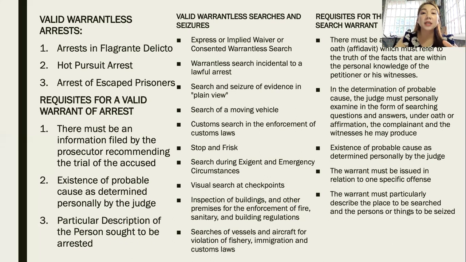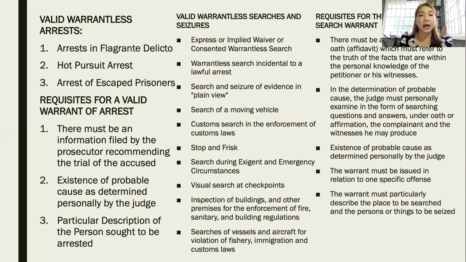Under the conditions set forth in Section 5, Rule 113, particularly paragraph B thereof, even if the arrested persons are later found to be innocent and acquitted, the arresting officers are not liable. But if they do not strictly comply with the said conditions, the arresting officers can be held liable for the crime of arbitrary detention, or for damages under Article 32 of the Civil Code, or arbitrary detention under Article 124 of the RPC.